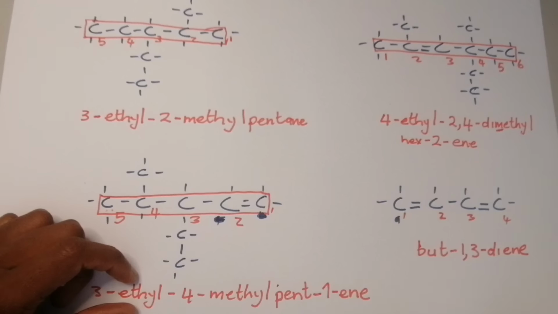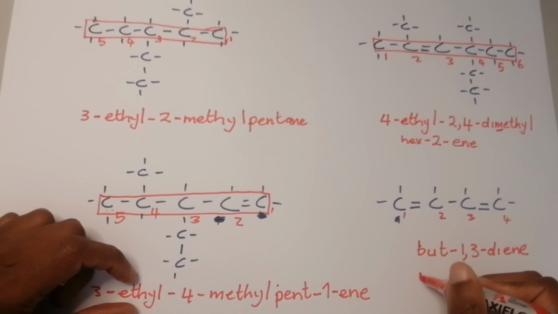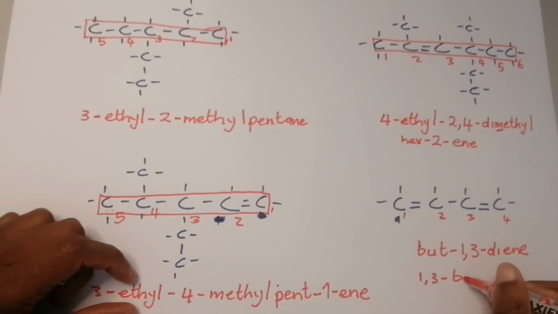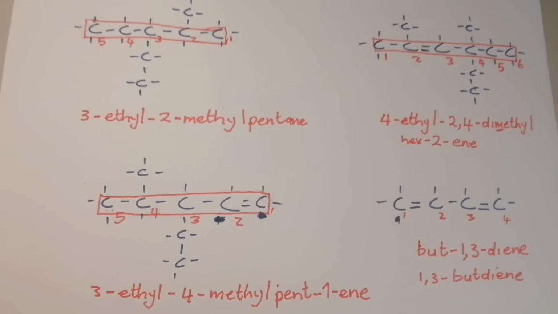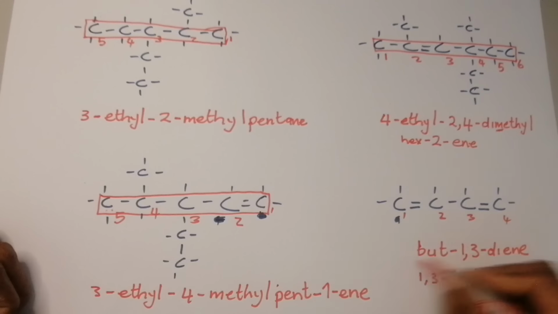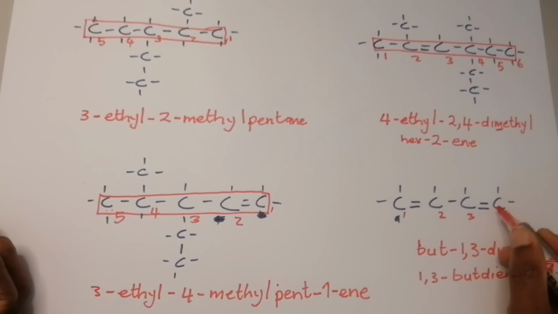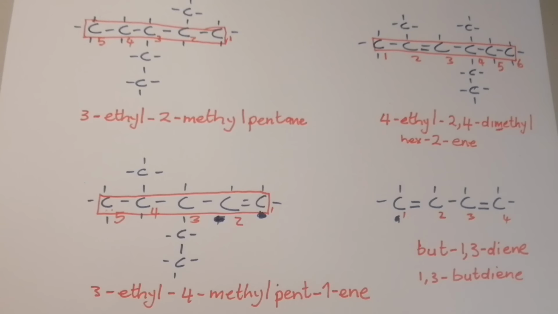Okay. Right, I've seen it numbered or named in this way. That's 1, 3, buta, diene. All right, but I still would prefer this one. So that's but, that's 4 carbons, that's an ene at carbon number 1. At carbon number 3, right, I've got a diene.